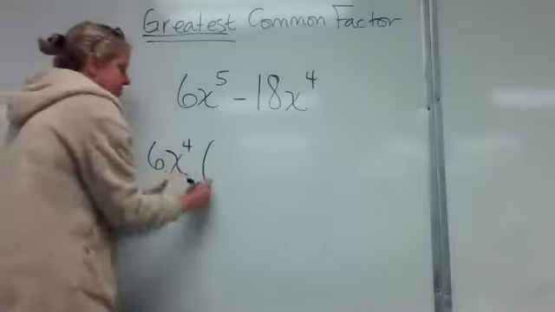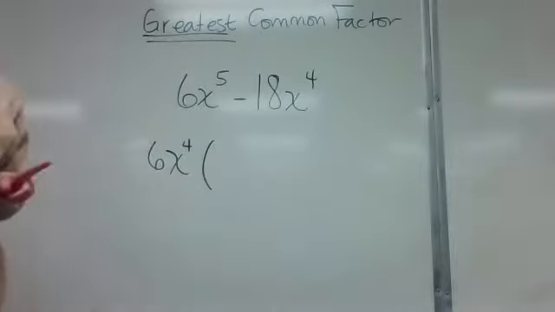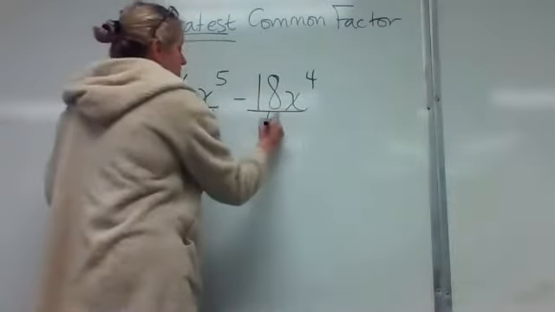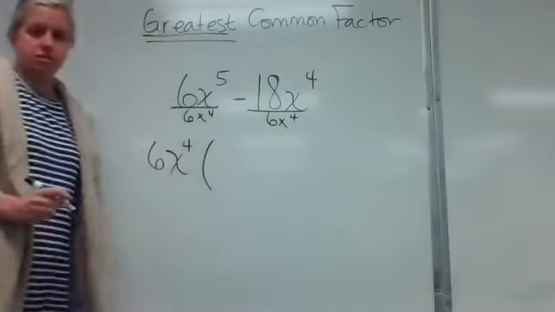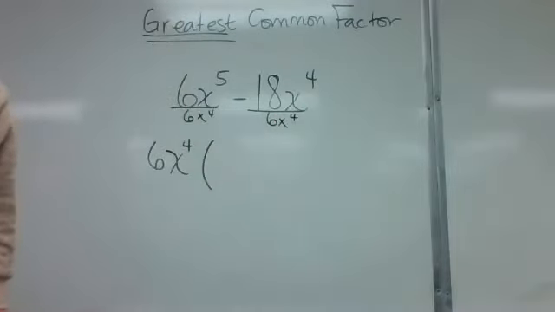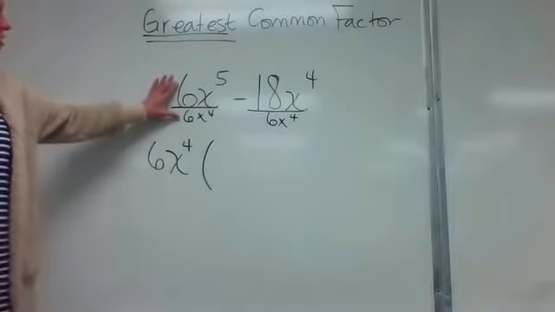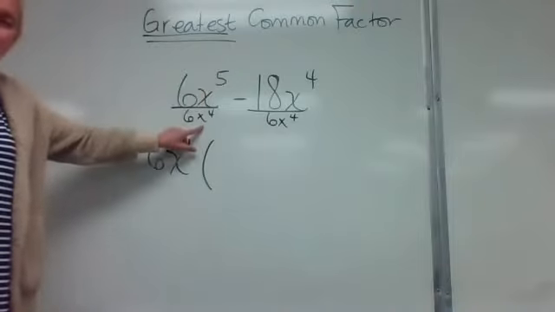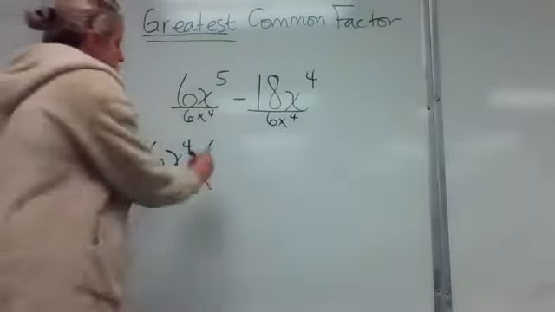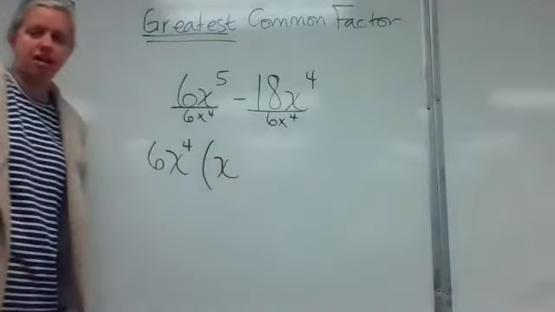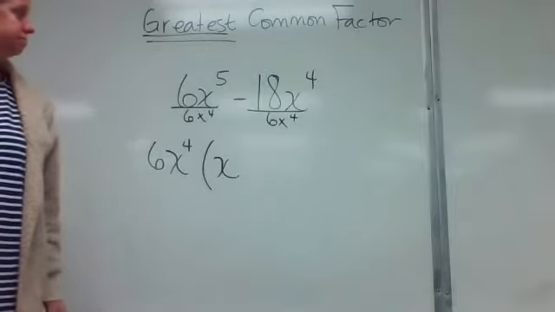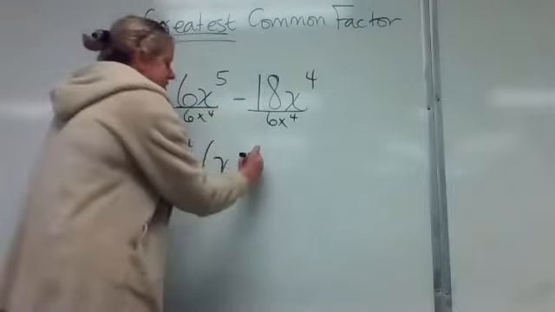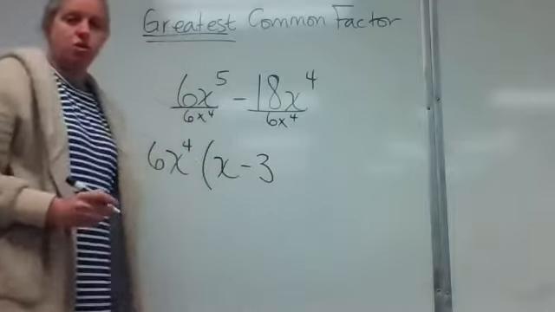So let's see what's left after I pull out 6x to the 4th. Again, I like to write it right underneath what I'm dividing by. Look here, I pulled out the 6. I had x to the 5th, but I pulled out x to the 4th, so if you subtract those exponents, you're just going to be left with an x. Minus 18 divided by 6 gives me 3.